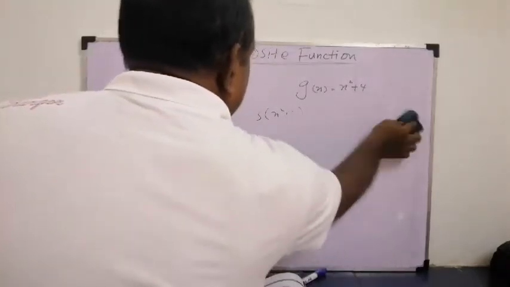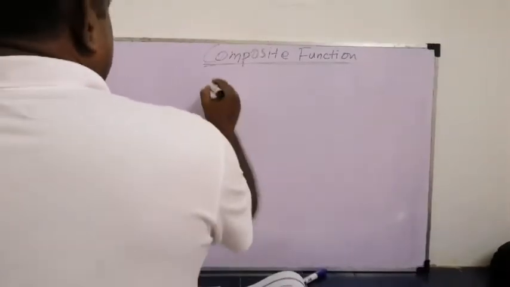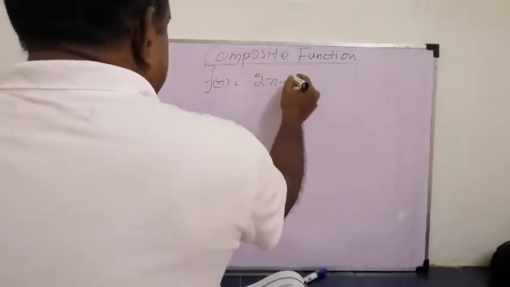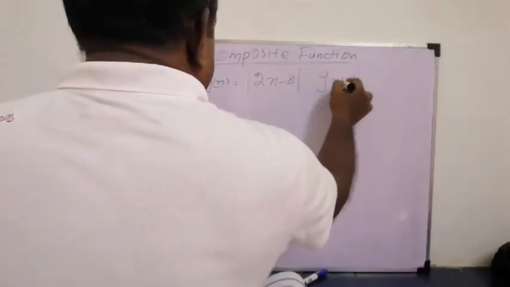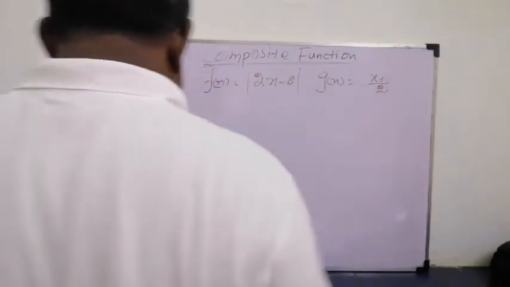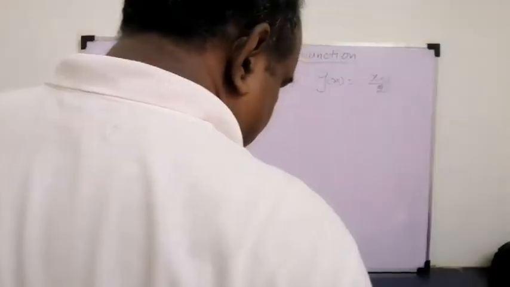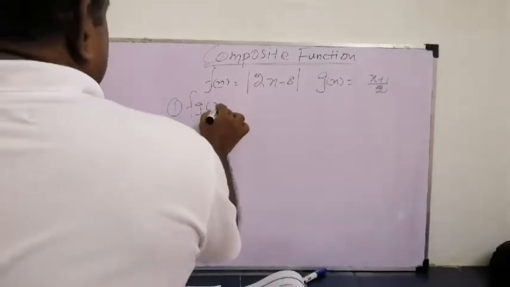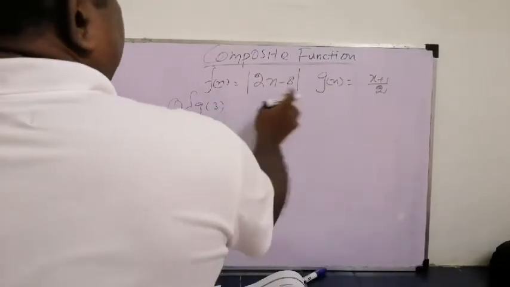So it will be coming with the function f(x) is 2x minus 8 mod, then g(x) is going to be x plus 1 over 2. So first they are asking to find f of g of 3. So I'm finding f into g into 3.